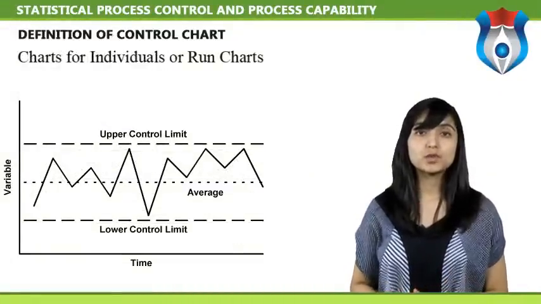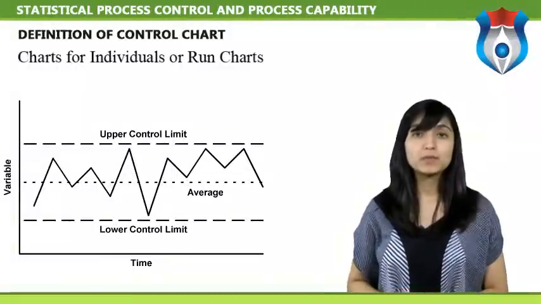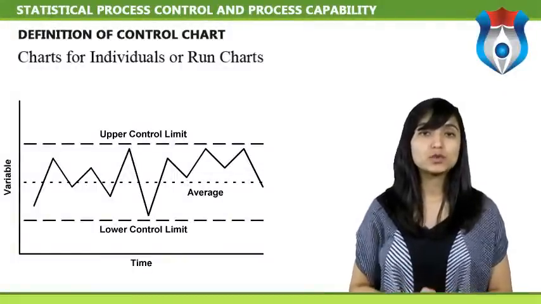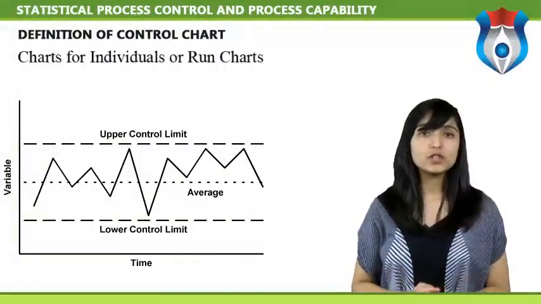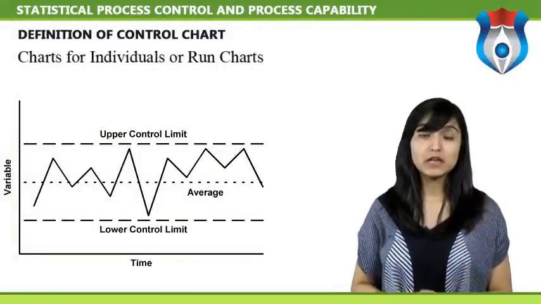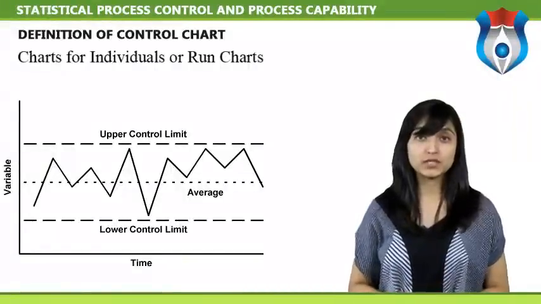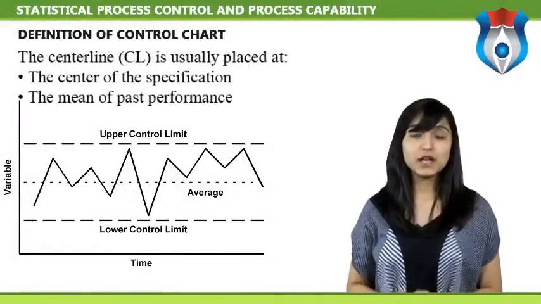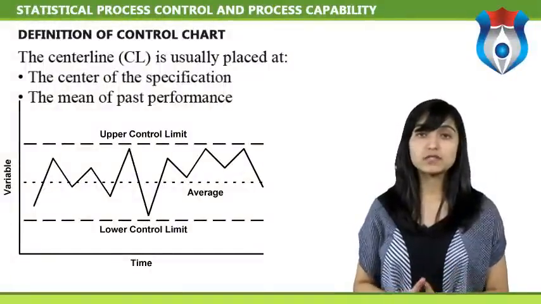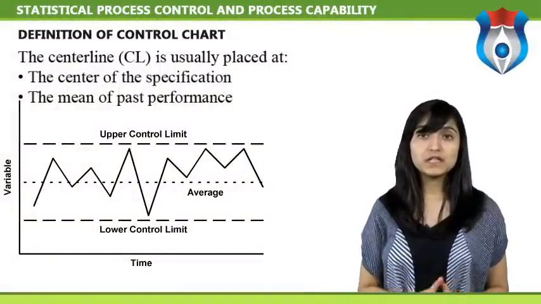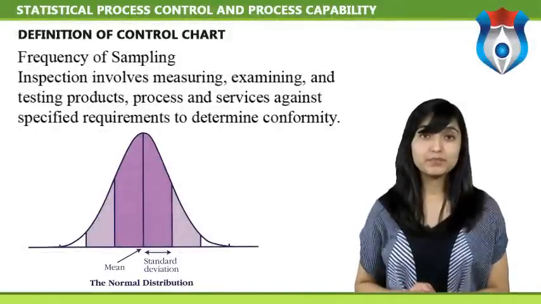Charts for individuals or run charts. The simplest variable chart which may be plotted is one for individual measurements. The individuals or run chart is often used with one at a time data, and the individual values, not means of samples, are plotted. The center line CL is usually placed at the center of the specification, the mean of past performance, frequency of sampling.